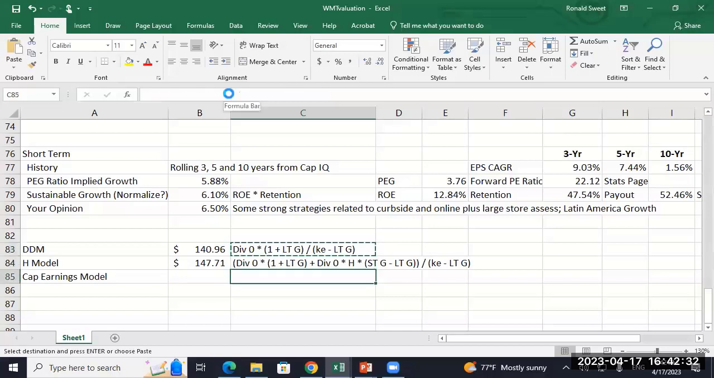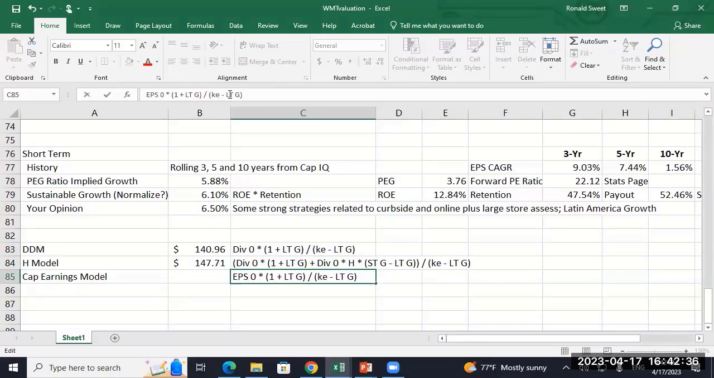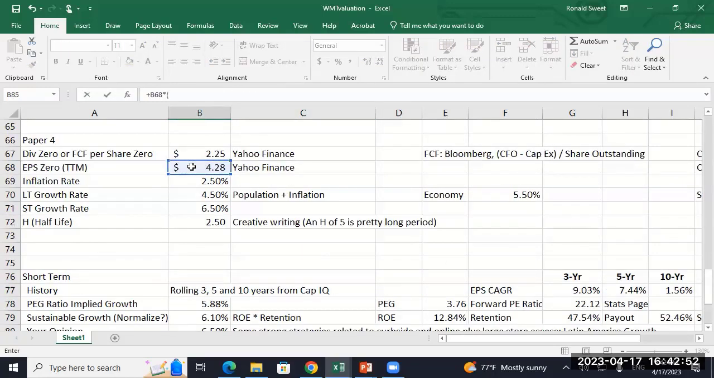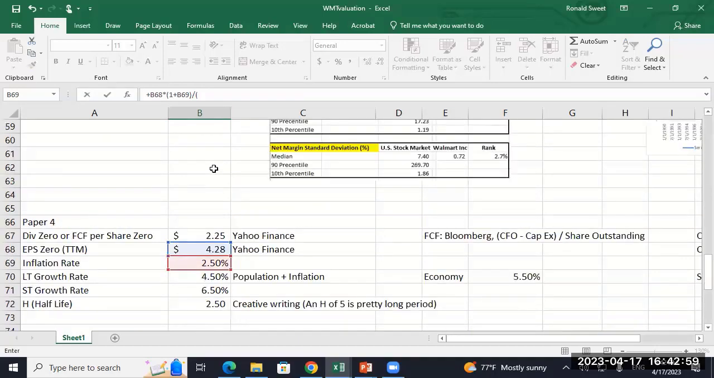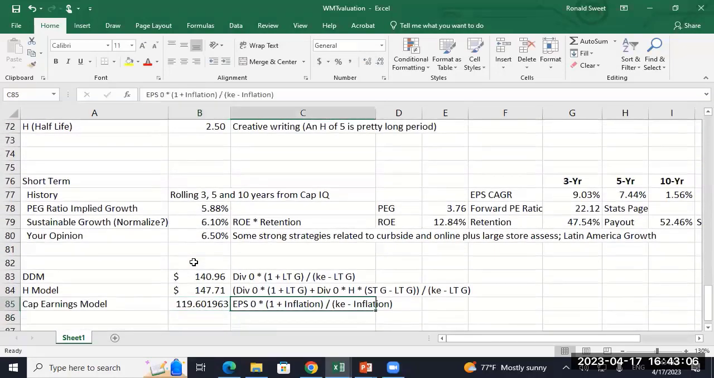And then the last one is the cap earnings, which looks a lot like the dividend discount model, except we use earnings per share and we use inflation instead of dividends and long-term growth. So earnings per share was 4.28 times 1 plus inflation, divided by KE minus inflation. It should give you the lowest value, but it won't always. It just depends on the company. Here you get the lowest value because essentially what we're saying is that's what Walmart's worth if they don't open any more stores. They just stick with right where they are today.